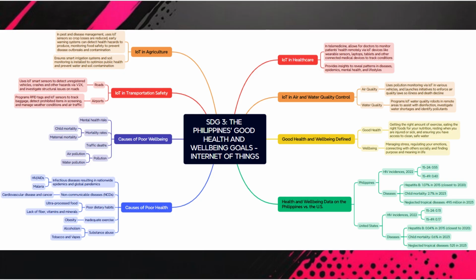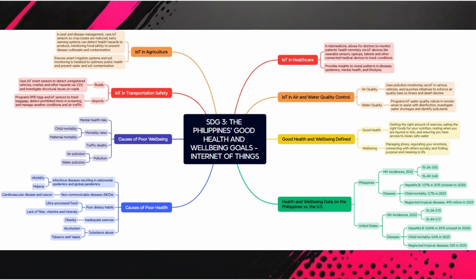The diseases. These will be covered in the other slides. But I want to go over the ones where the closest data point is 2015. These are the closest data points to 2020. So let's look at hepatitis B in the Philippines. That is 1.07% compared to the US, which is 0.04%.